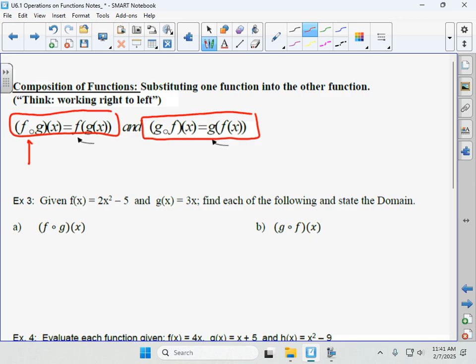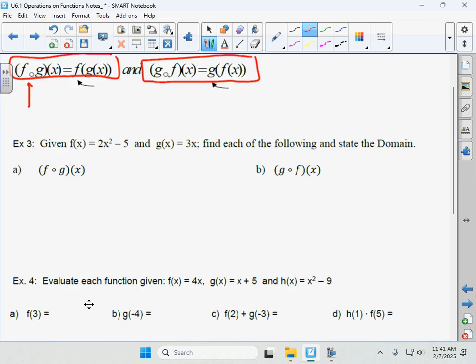All right, so let's go ahead and do these two compositions. We have this f of x equals 2x squared minus 5 function, and g of x equals 3x. We're going to find f of g of x, that's that composition, and then g of f of x, that's the other composition. Again, I would rewrite this just so it's easier to see, if it's not done for you.